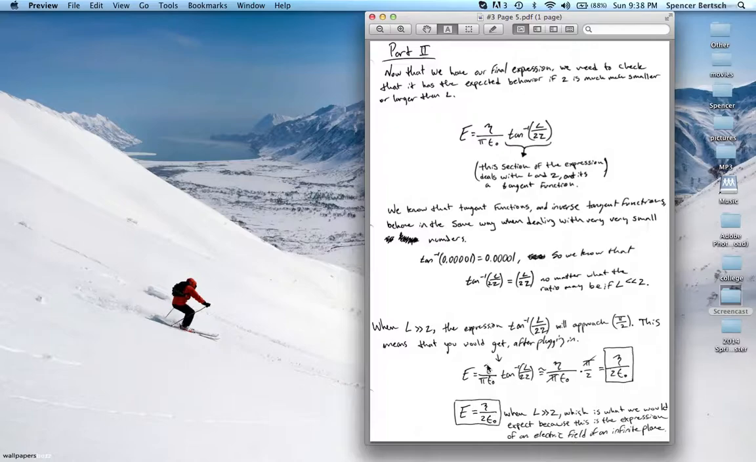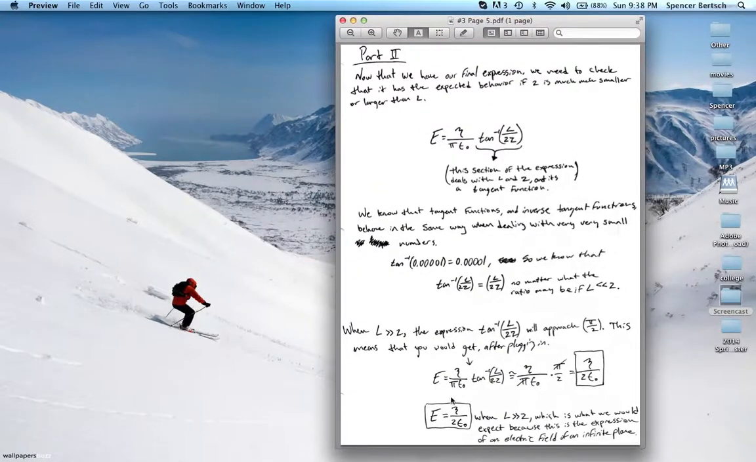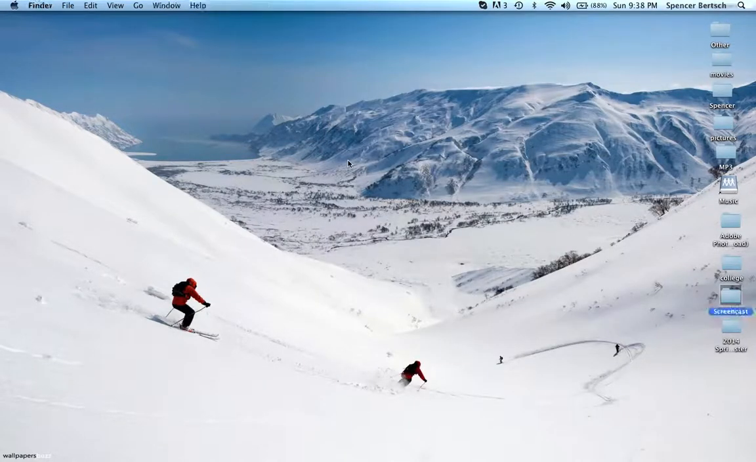So what you end up with is eta over pi epsilon naught times pi over 2. The pi's cancel, and you get eta over 2 epsilon naught, which is the exact same expression that you use when you're trying to calculate the field of a sheet of charge, not a strip, but a sheet. And it makes perfect sense, and it's really cool. So that's how you prove that. Okay, that's it.